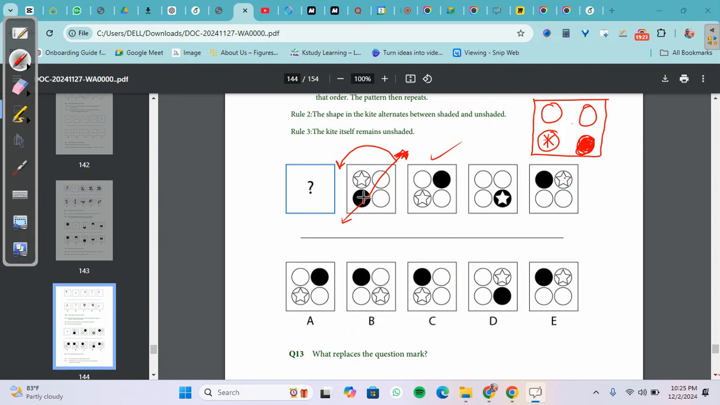So if you keep looking at the black dot, because if you go with the star, that means your own option should be option D, option E, while this one is out of it. Now you don't know which one to pick. That means you need to decode another shape.